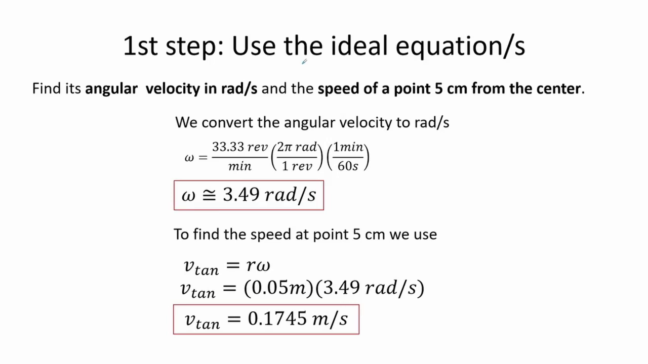First we convert the angular velocity from rev per minute to radians per second, which we obtain as 3.49 radians per second. For the speed at 0.5 cm we use the formula for the tangential velocity, since it is the velocity that describes the nature of the problem. The equation for the tangential velocity is equal to its radius times its angular velocity, which gives a value of 0.1745 meters per second.